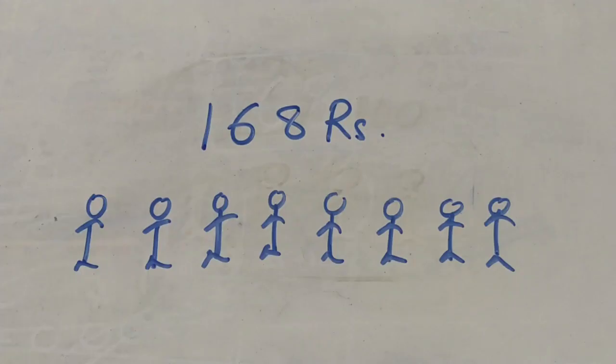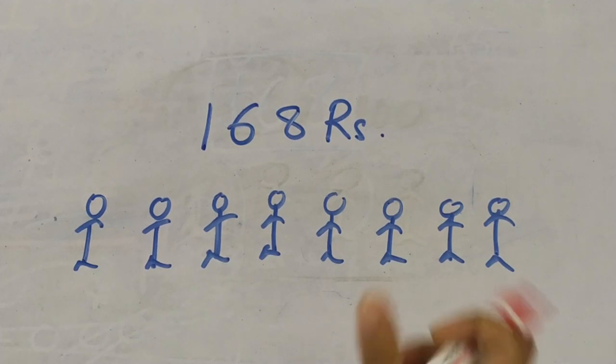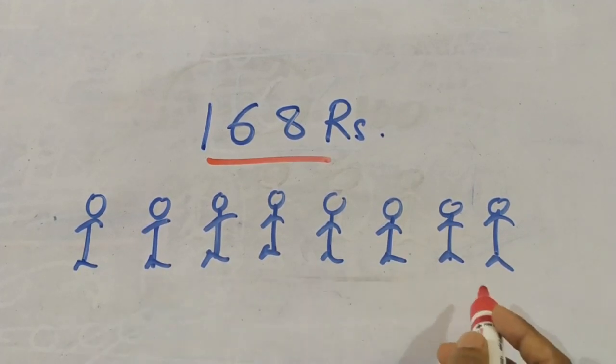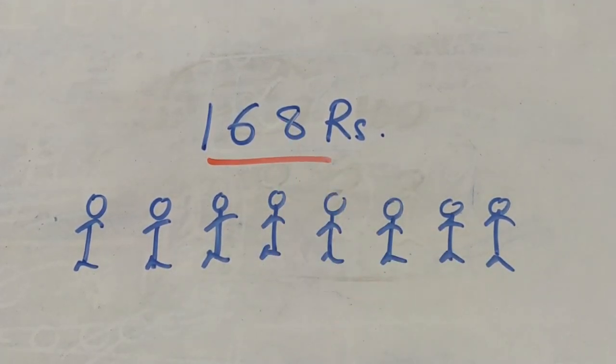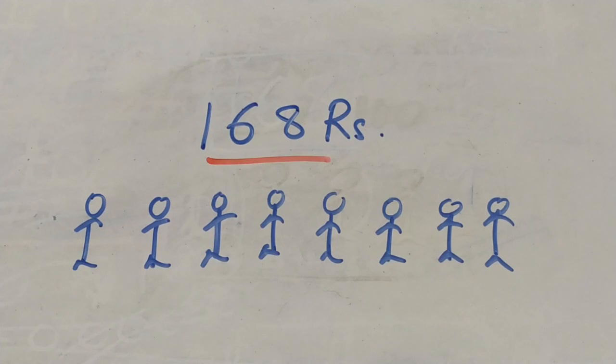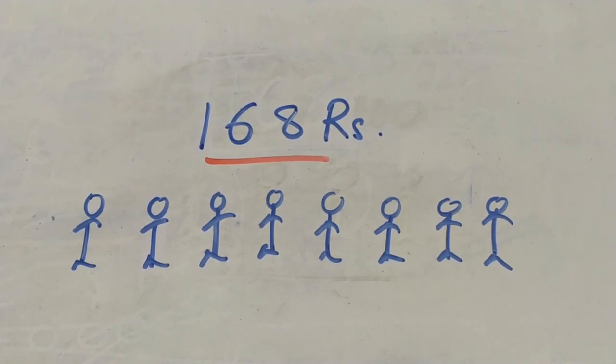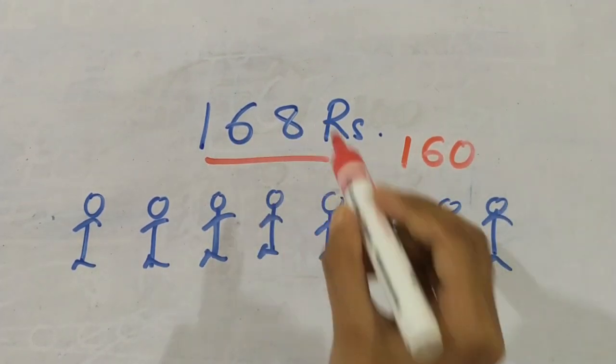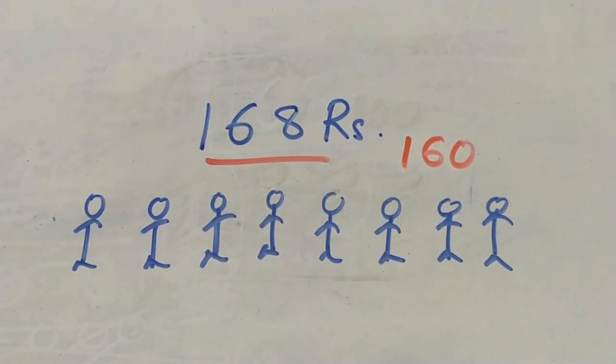Suppose we want to divide 168 rupees among 8 children. How much would each get? How will we find that? First we will divide 160. There is 168 rupees. First we will divide 160 rupees among these children.